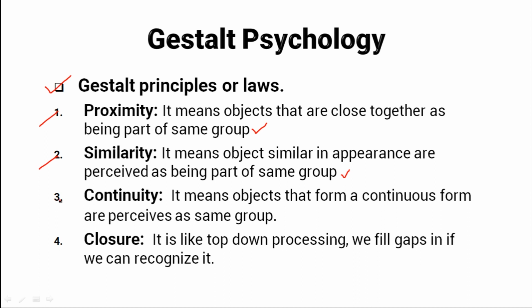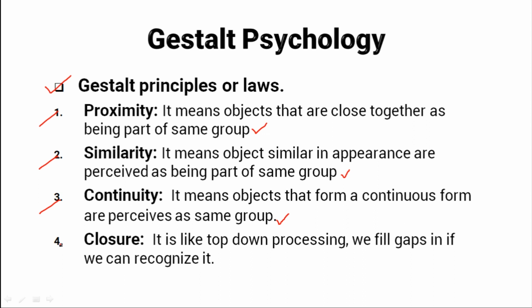Now the third principle is continuation or continuity. It means that objects that form a continuous form are perceived as the same group. Our brain tends to perceive objects that form a continuous or smooth shape as belonging to the same group.